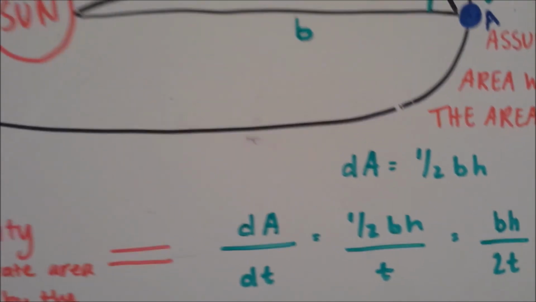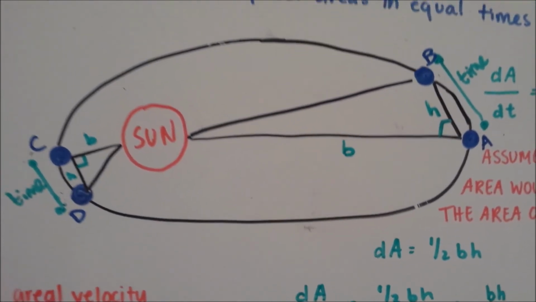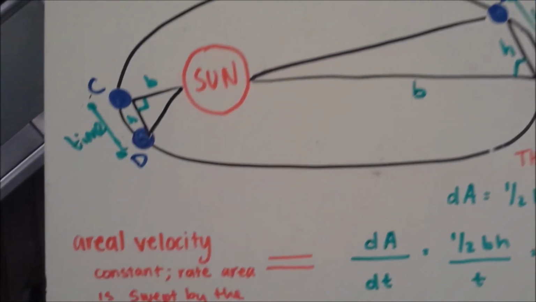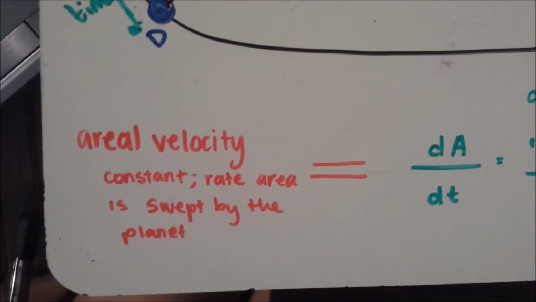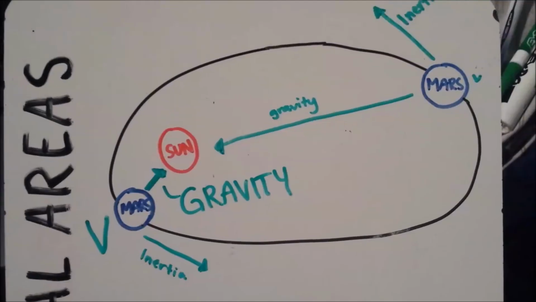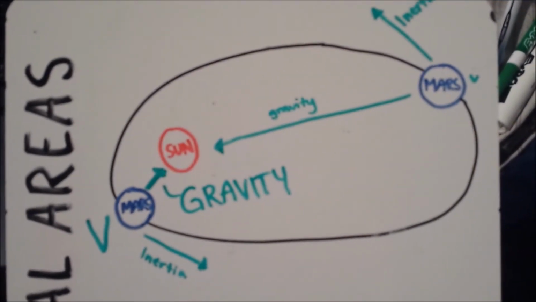Now you may be wondering what this equation is. It is the areal velocity, which is defined as the rate at which area is swept by the planets. Since the area and the time of the 2 triangles on the ellipse are constant, the areal velocity is also constant.